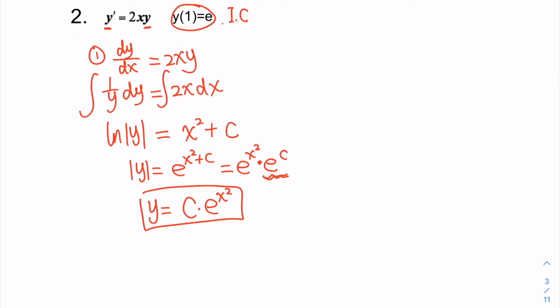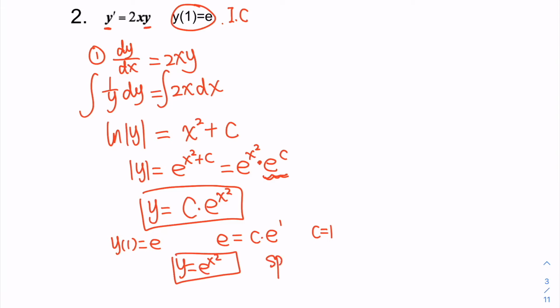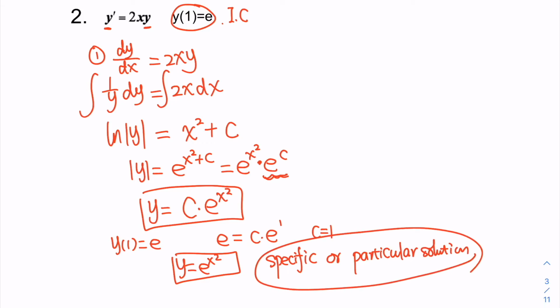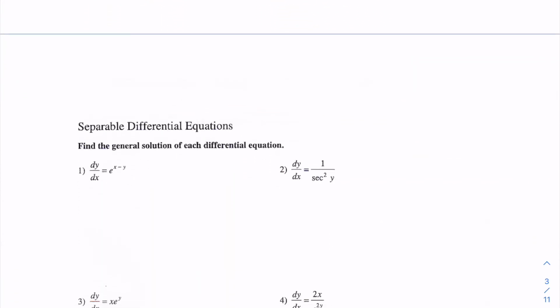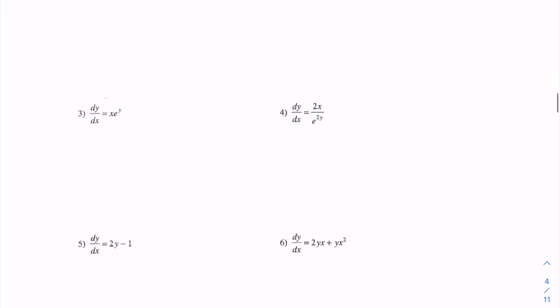Now we plug y of 1 equals e in. So e equals c times e to the first, so c equals 1. So y equals e to the x squared. This is our specific solution, or sometimes we call it the particular solution. This is what we call separation of variables. I have a worksheet here. You can work on this and compare with my answer key.